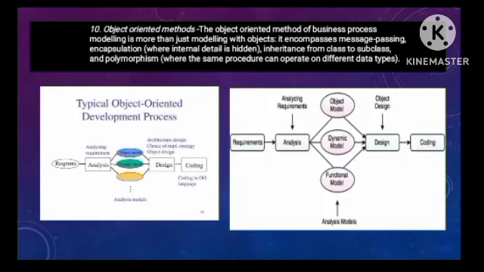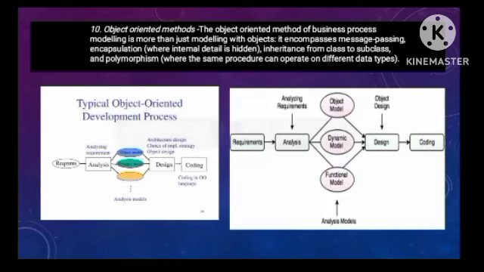So to make it clear also, we have another example which is easy to understand. We have the requirements, analysis, object dynamic model, function model, object design, and coding. So that's all for BPM, or the business process management phases.